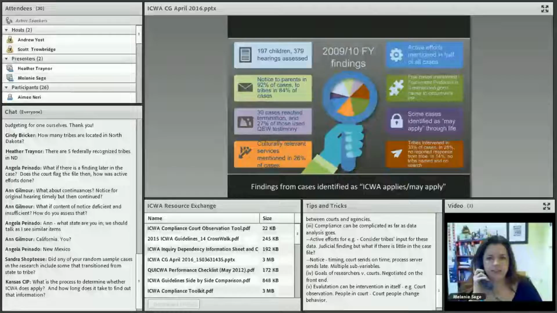And so we collected some data that's not necessarily about compliance, such as intervener status, and that happened in about a third of our cases. In about another third of the cases, the court reported no response at all from the tribe during the life of the case.